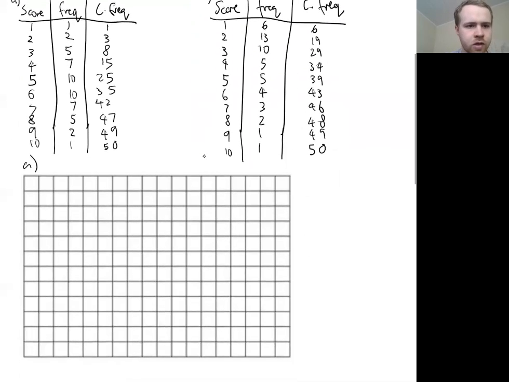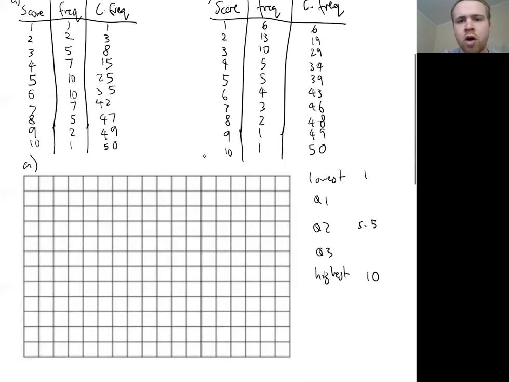So for part A, we need a 5-figure summary. Let's write this out. Okay, so the lowest score is 1. The highest score is 10. Okay, Q1, let's find Q2 first. So if we've got an even number, 50, it's going to be the 25th and the 26th score. Now we see the 25th score is a 5 and the 26th score is going to be a 6, which means that the median is going to be 5.5 for this particular one.